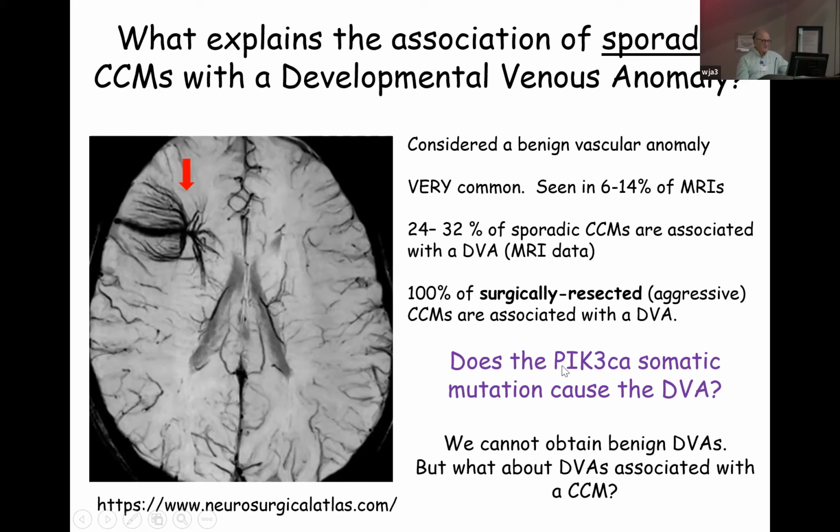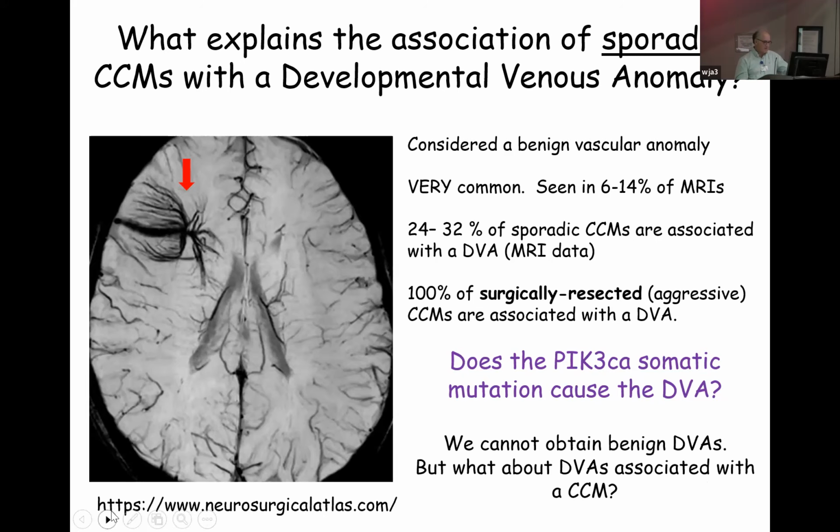So we ask the question, does this PI3 kinase mutation cause the DVA? In other words, is this the precursor in these sporadic cases? I've told the story from a CCM-centric view, but maybe in these sporadic cases, these PI3 kinase mutations come first. But the problem is we can't get a benign DVA. It's impossible to get. But we can get a DVA if it's associated with the CCM, if the neurosurgeon, while he's in there, gets a little piece of the DVA.